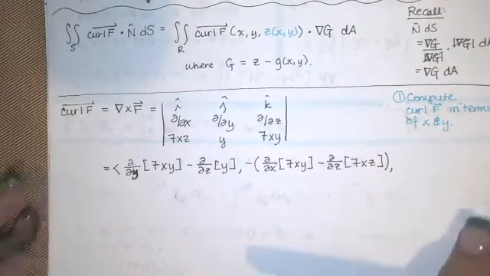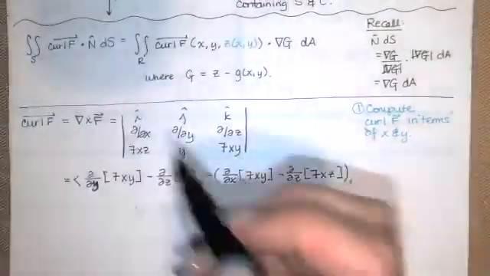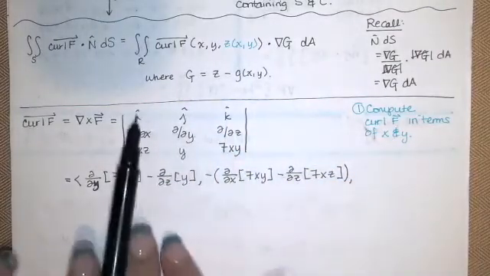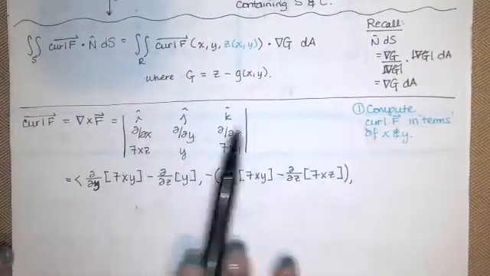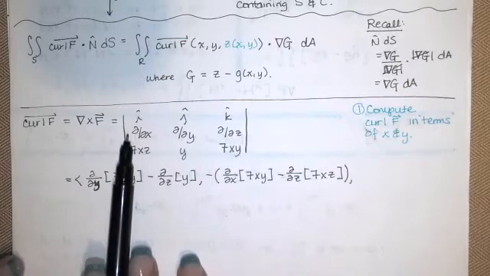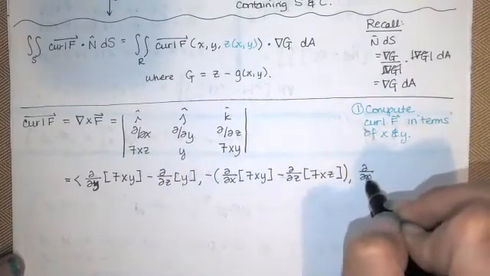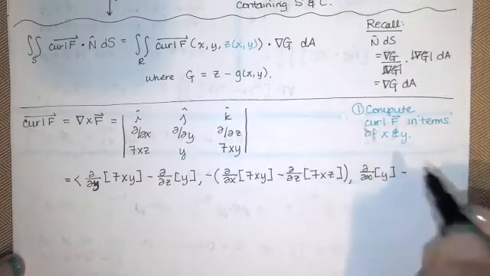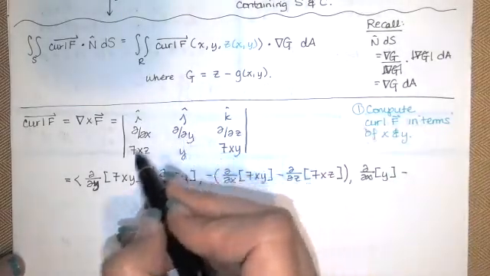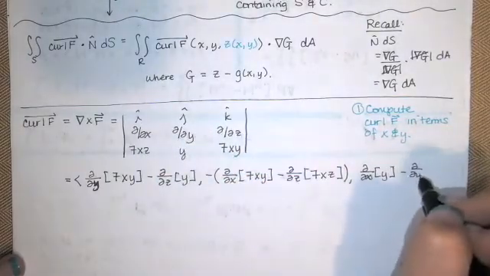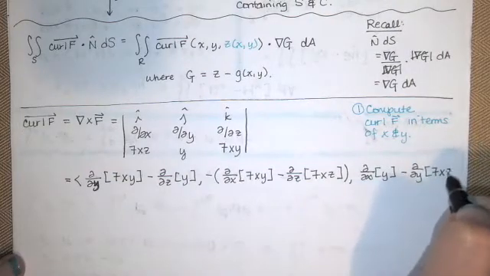Multiply that by j hat, and then we add this function times k hat, or cross out the row and column containing k hat, the partial derivative with respect to x of y minus the partial derivative with respect to y of 7 times x times z.